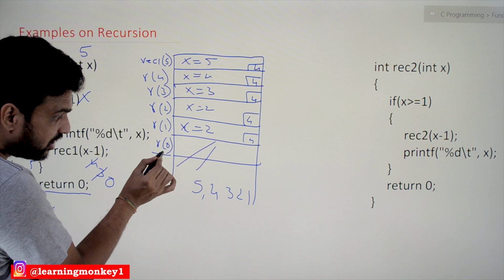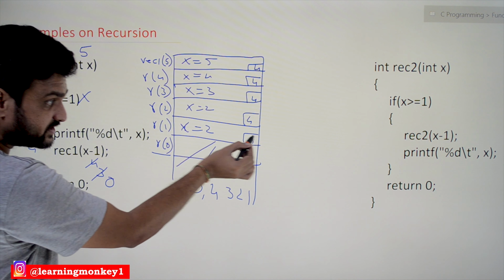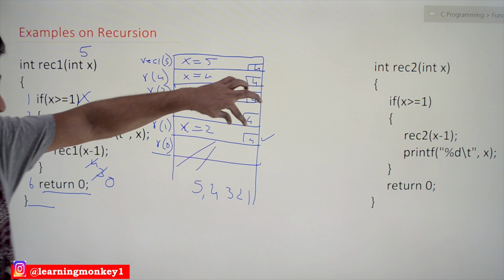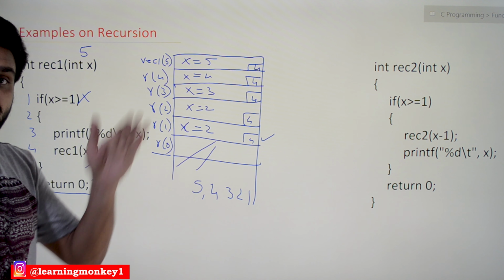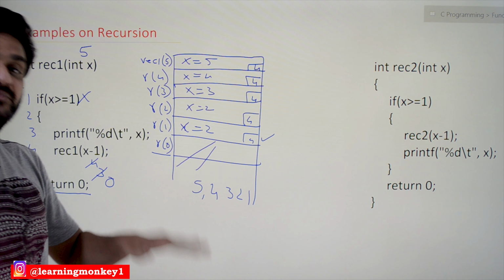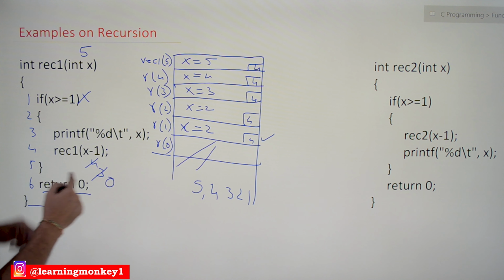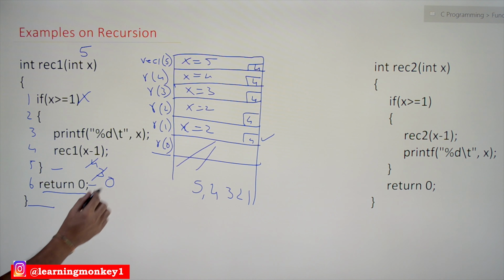Within this function call, r0 has been called. So we have left at line number 4. The execution of r1 has been left at line number 4. We have to go back and execute the remaining part of the program. Okay, so now line number 4 has been executed, and after that these two statements will get executed.